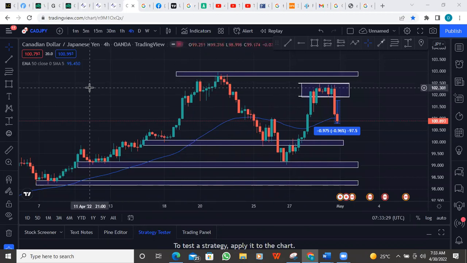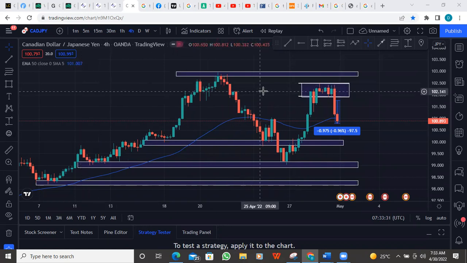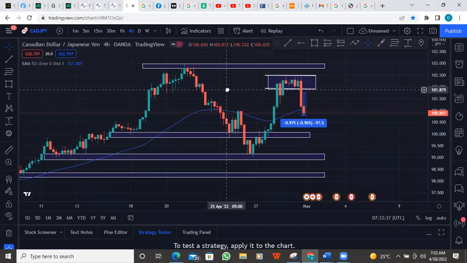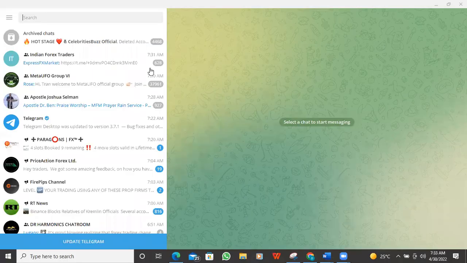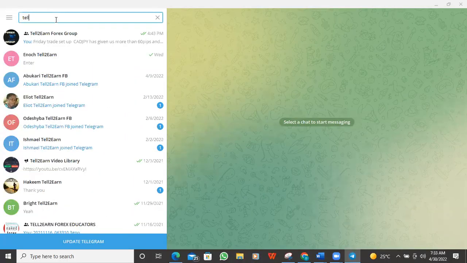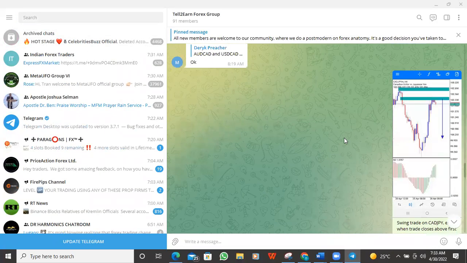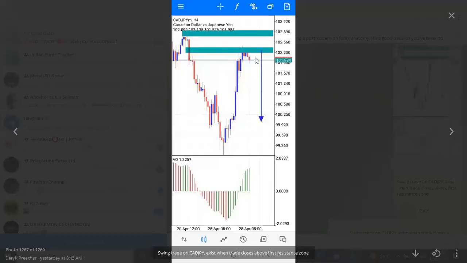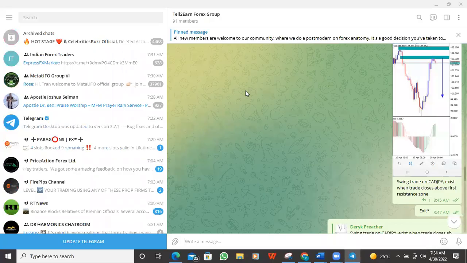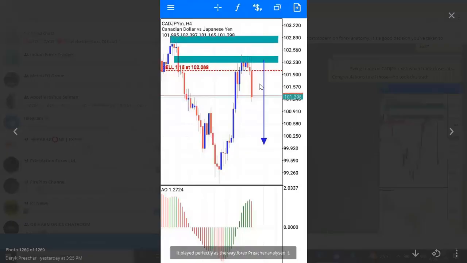I want to quickly show you an analysis where we were able to grab over 100 pips on CADJPY yesterday. This is not a setup to catch a cruise on the internet. I am going to show you when I gave the signal to the guys, and those who took it were able to make money. From my group, as you can see, I gave the setup when price just left the resistance zone, and you can see how it played out perfectly.